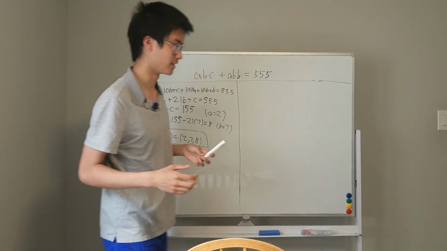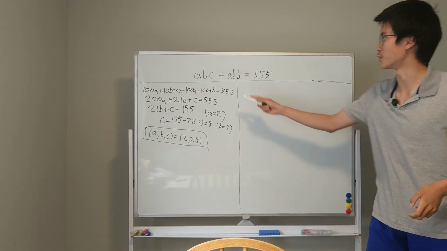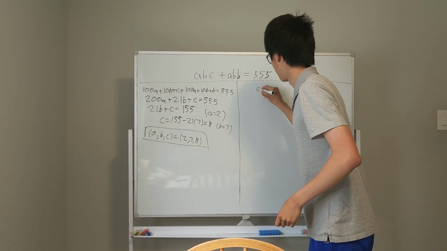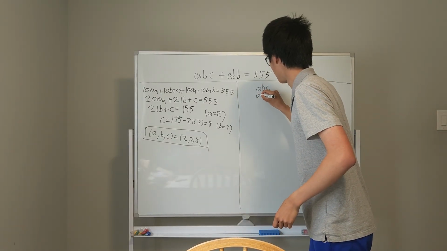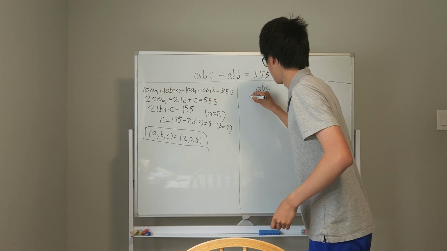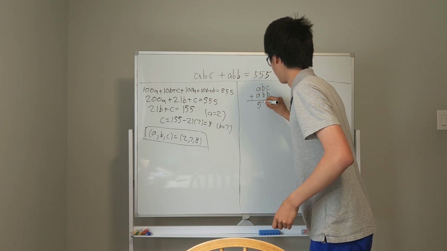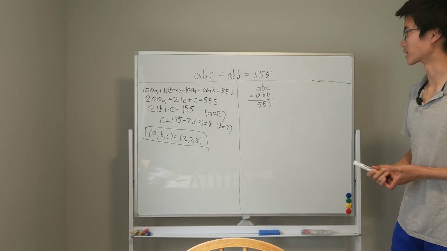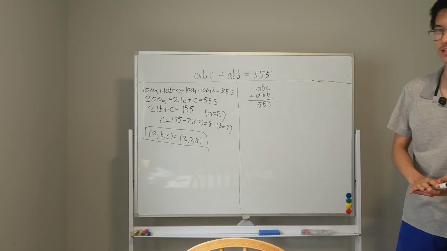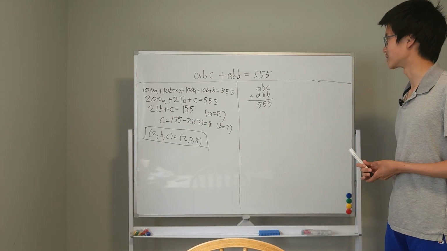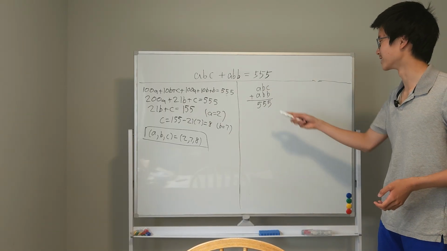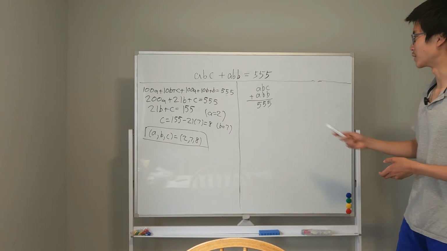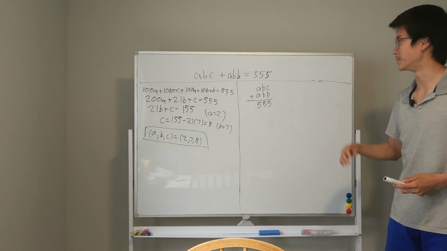Now the second method will involve, instead of looking at the equation horizontally, looking at it this way. So ABC plus ABB equals 555. We can look at it instead vertically. So where can we start? Well, A plus A and B plus C, we can find a lot of information here. We don't really want to start here because we don't know what B and C are.